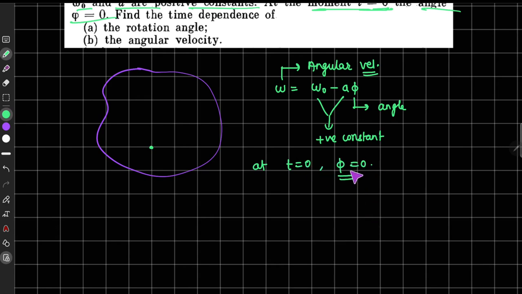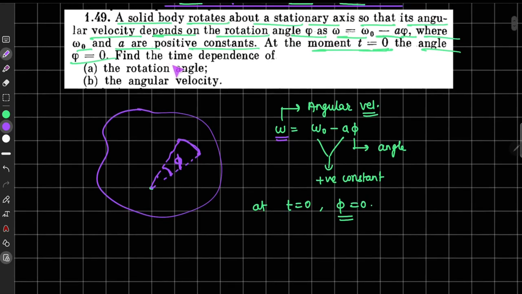Let us first understand what phi and omega are. For example, if we consider any point in this particular body, then this point is moving by an angle phi about this stationary axis, and the angular velocity depends upon this phi. But the problem asks us to find the rotation angle and the angular velocity as a function of time, not as a function of angle.